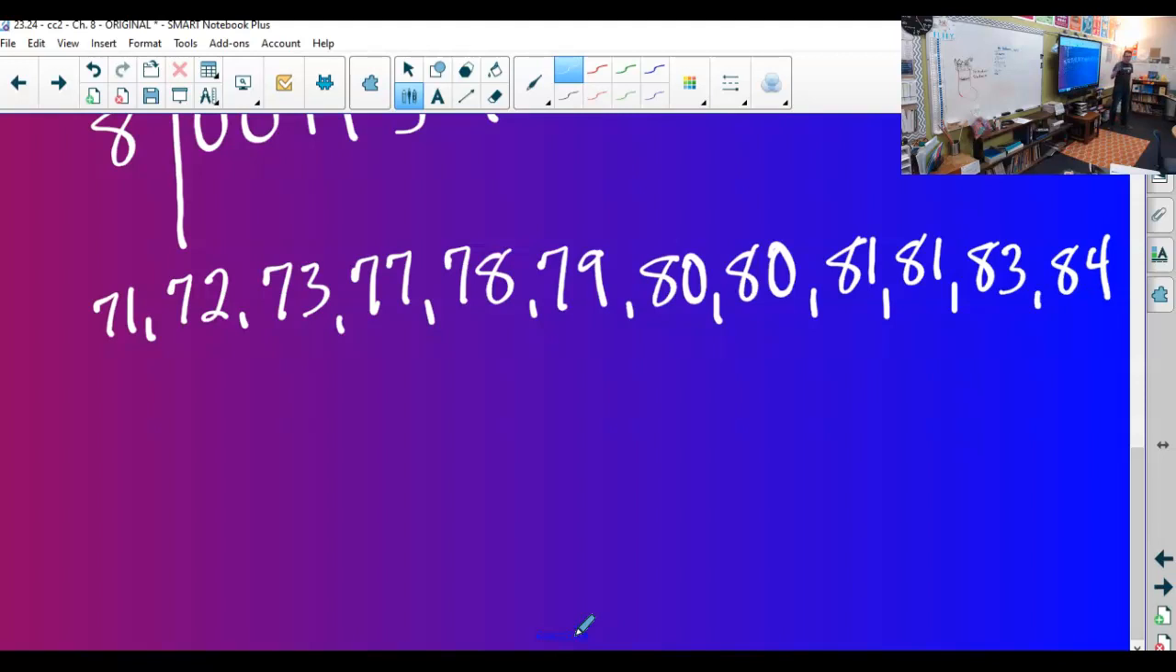I will take a volunteer, because I left my cards over there. Anyone want to help me find the median? So you go between 6 and 7. What do you mean 6 and 7?